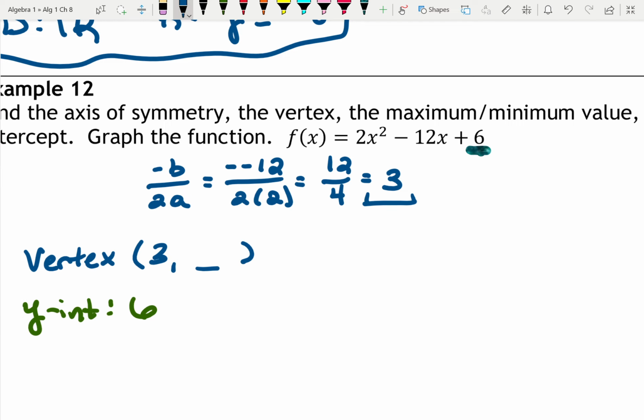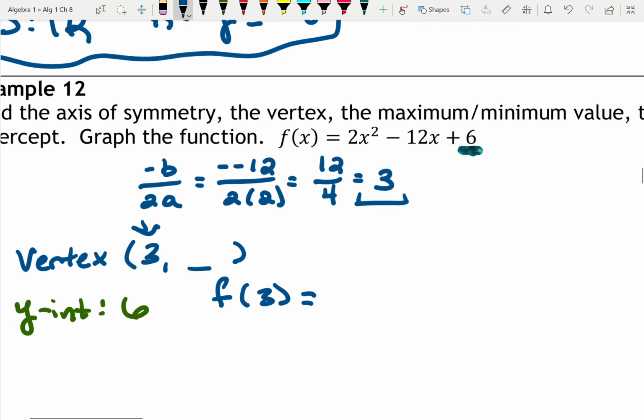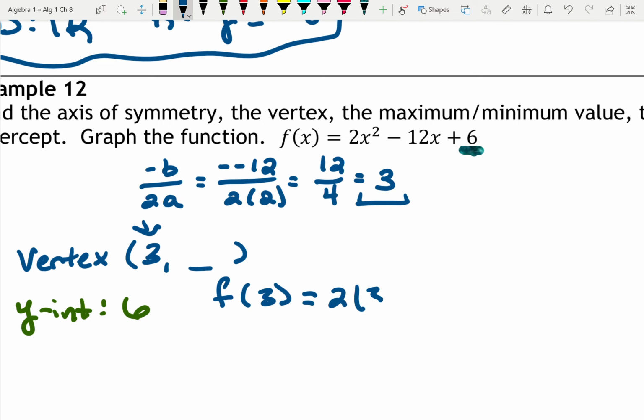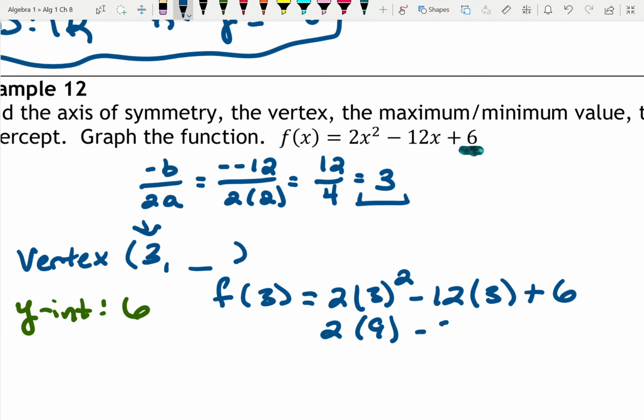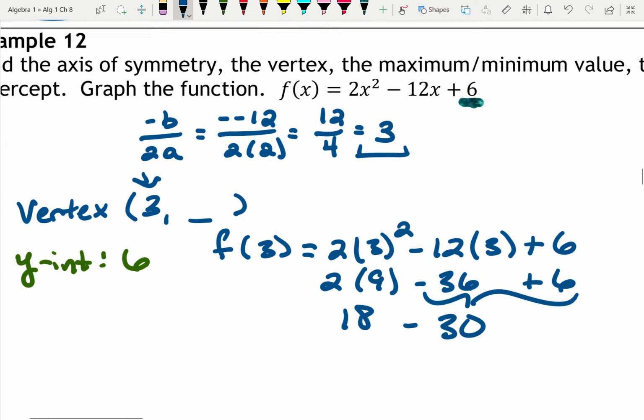So let's plug in 3, right? This 3, we're going to plug in f of 3 to get the other half of our vertex. So we're going to have 2 times 3 squared minus 12 times 3 plus 6. This is going to be 2 times 9 minus 36 plus 6. That's 18. And then these guys are going to be minus 30. So what's that going to be? 12? Positive 12? No, negative 12. That gave us the y value of our vertex.